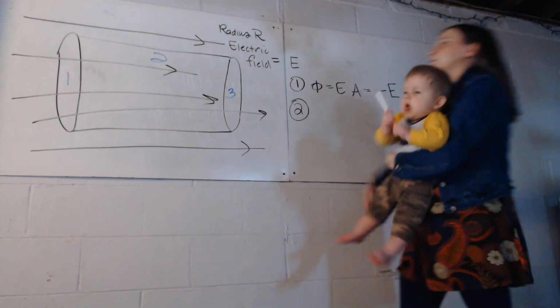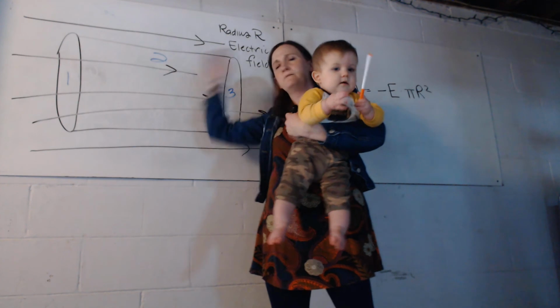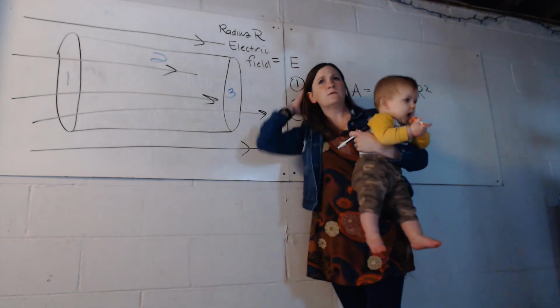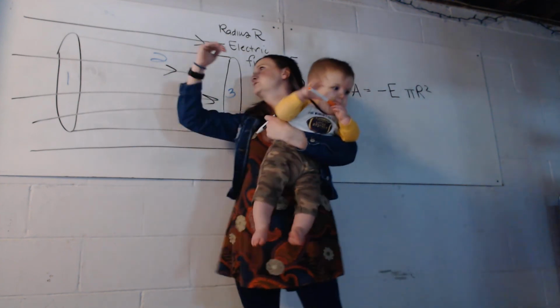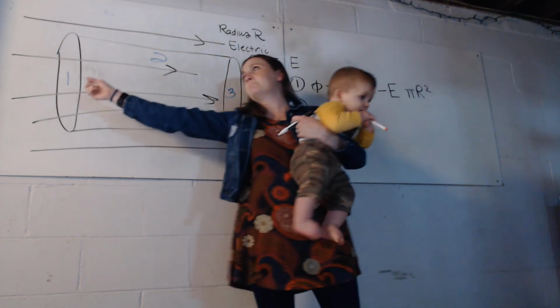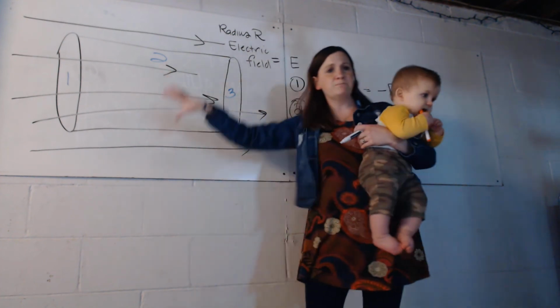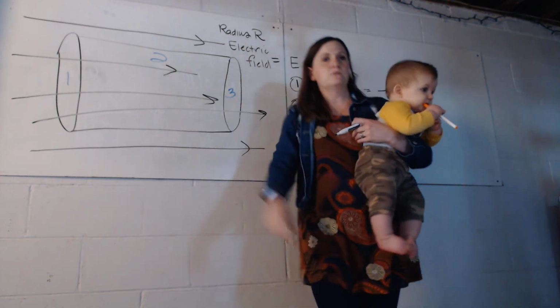Surface 2 is this outer shell of the cylinder, right? And so as it turns out, none of these field lines is piercing out of that shell of the cylinder. They're all just running parallel to it, right? So there are no field lines piercing surface 2.